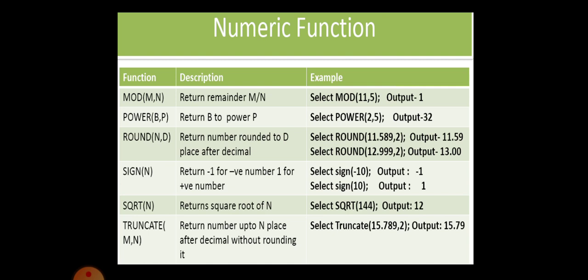Then TRUNCATE is very similar to ROUND, but it won't do rounding off. Look at the example given, truncate of 15.789 comma 2. Here the actual answer is 15.78 only. It is given in the wrong manner. The actual output you will get is 15.78 only. It won't do any rounding.